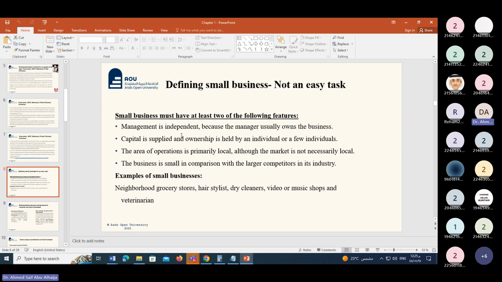We already discussed the examples with you: the grocery stores, Abu Sa'ad al-Biqala, hairstylist, Salon al-Dammam, dry cleaners, Shamal Jeddah, the dry clean, video or music shops, or flowers maybe. A veterinarian also, for the cats and the birds and so on.